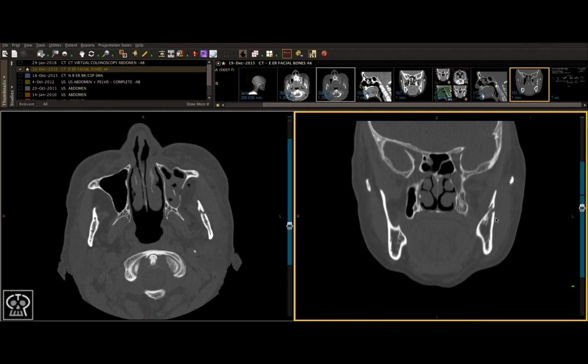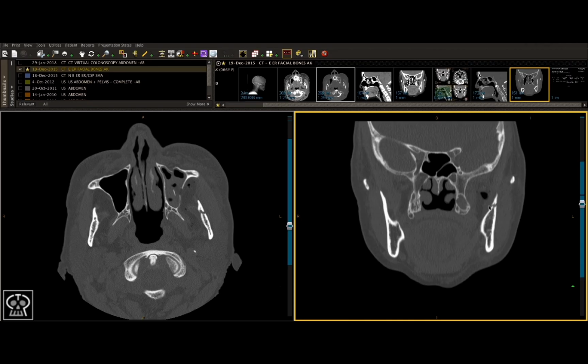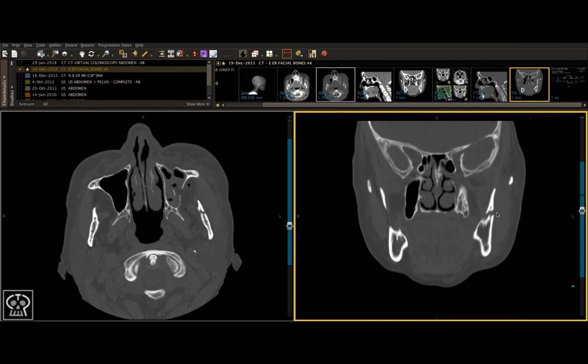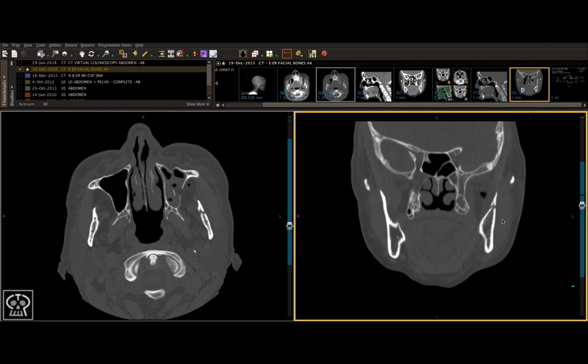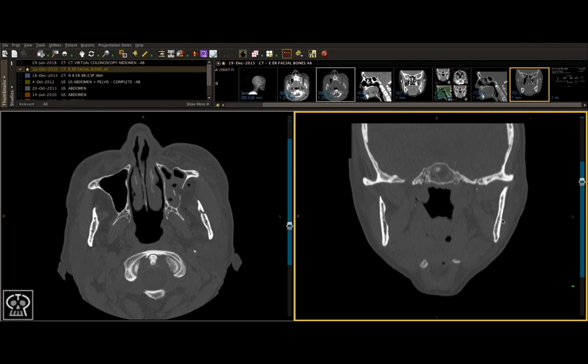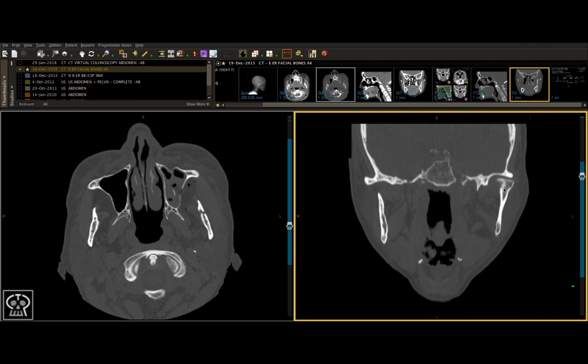And I see this break again here. So once again, I'm suspicious of a left coronoid fracture here. Seems to be more towards the base rather than higher up. I'll keep scrolling back, and the condyle looks completely normal.